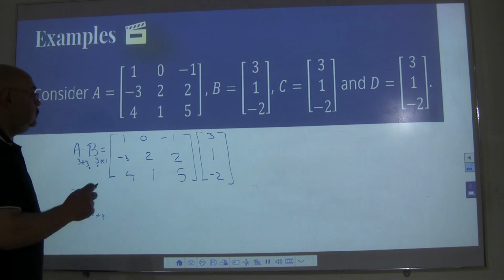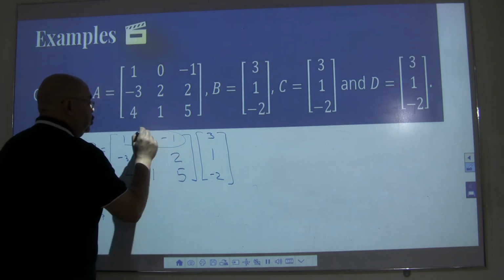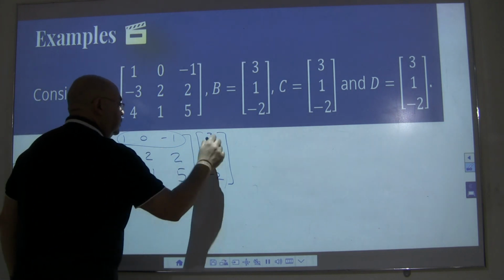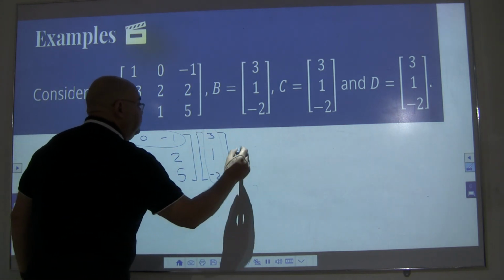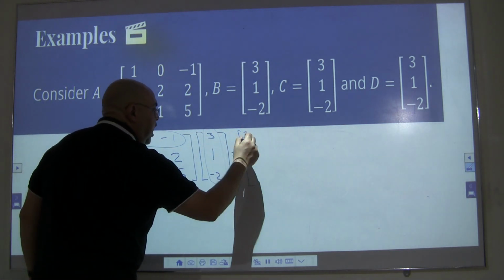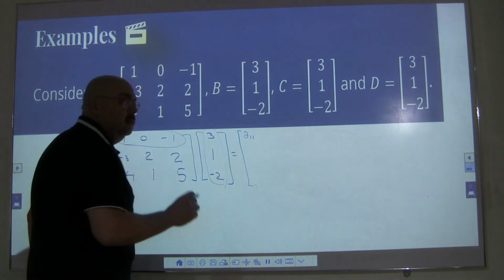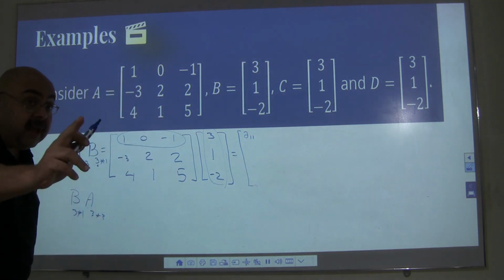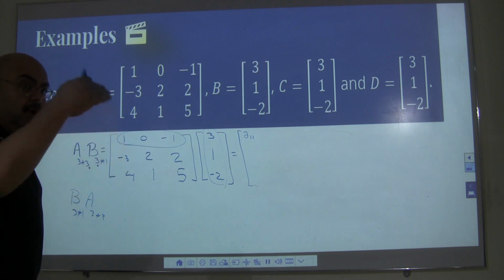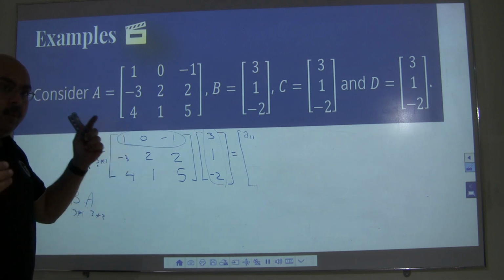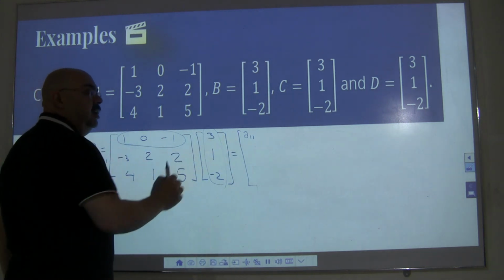First row times first column. That means the element A1 1. First row, first column, so you are talking about the element A1 1.